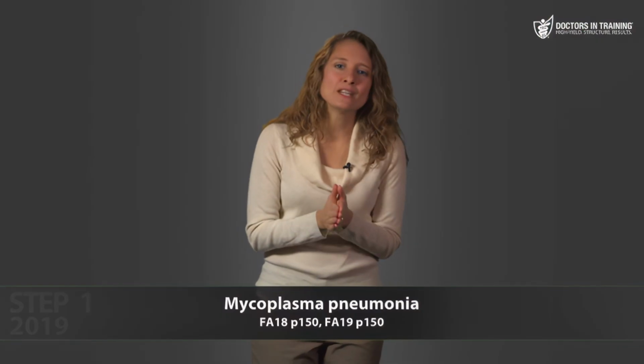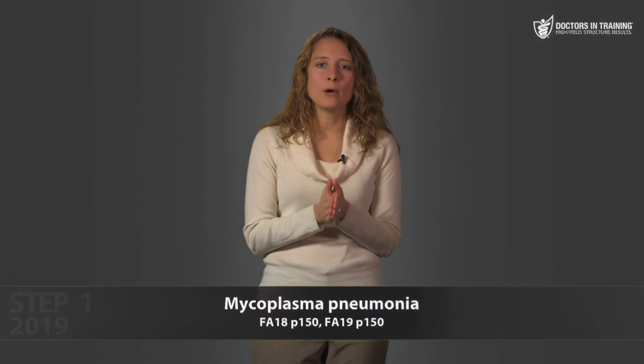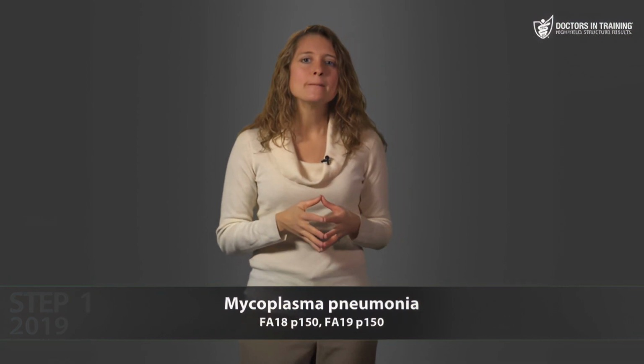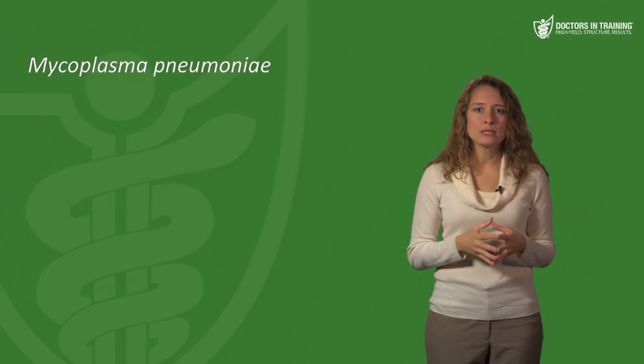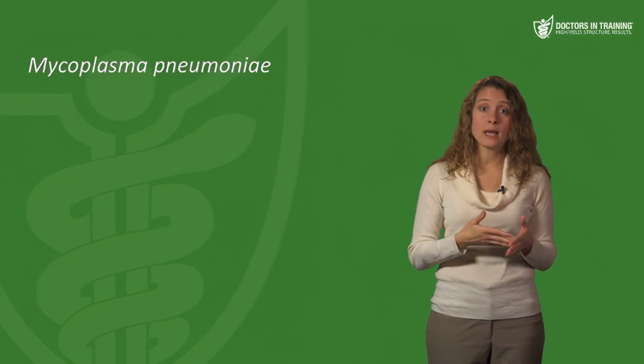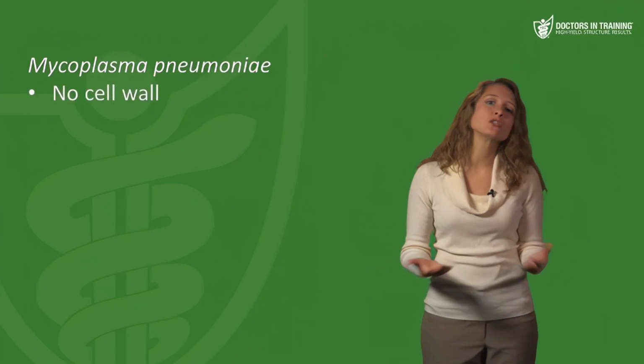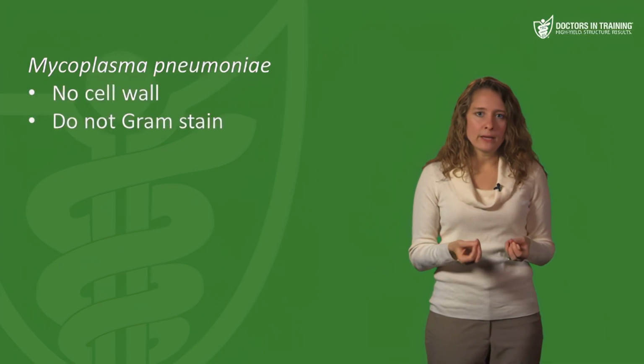Okay, let's finish up this session with Mycoplasma pneumoniae. This is a 4-star topic, so listen up while we talk about this one. Why is Mycoplasma one of the poorly staining bacteria that we're talking about today? Well, Mycoplasma species don't have a cell wall, so they're not able to be seen with gram stain at all.